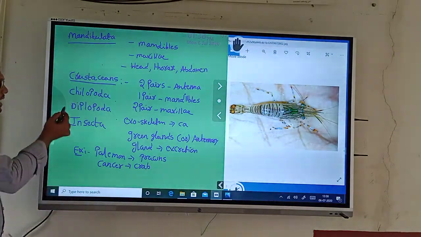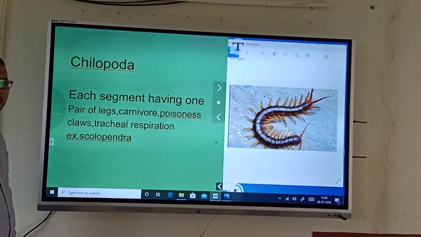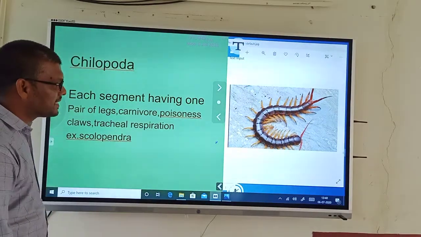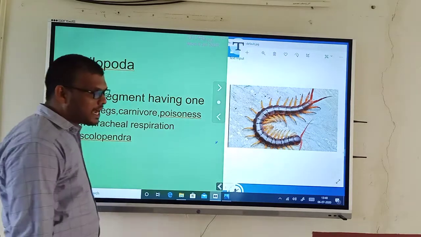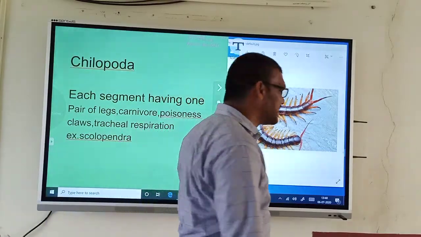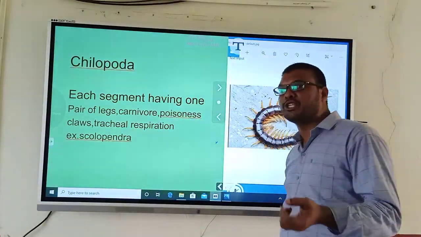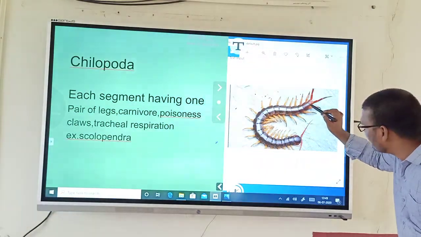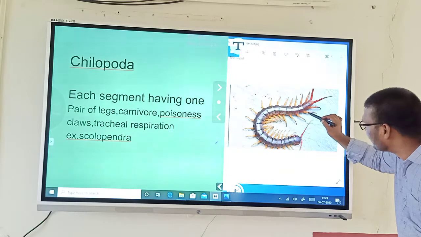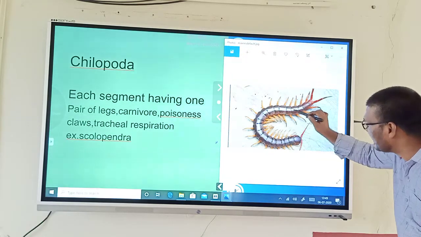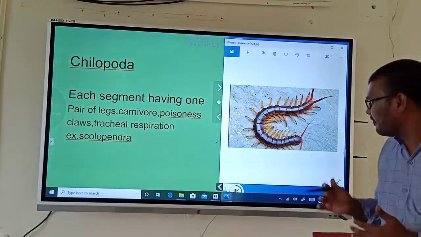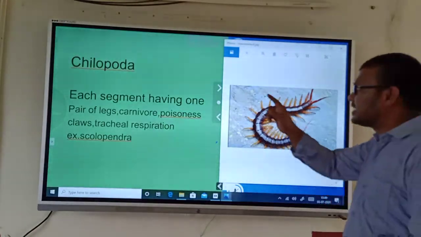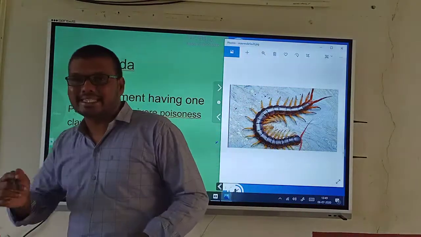Next we can go for the chilopoda. Now the next class is the chilopoda. See, chilopoda is also called centipedes, which indicates something like a century. Why? Because this one is made of segments. From each segment, how many pairs of legs do they have? They have one pair of legs. If you observe, it looks like hundreds of legs. That's why chilopoda is also called centipedes.